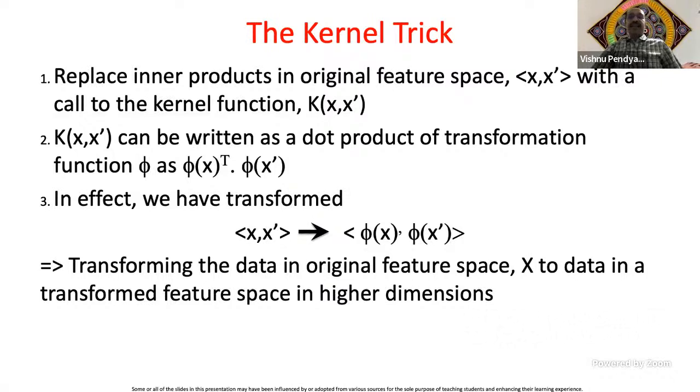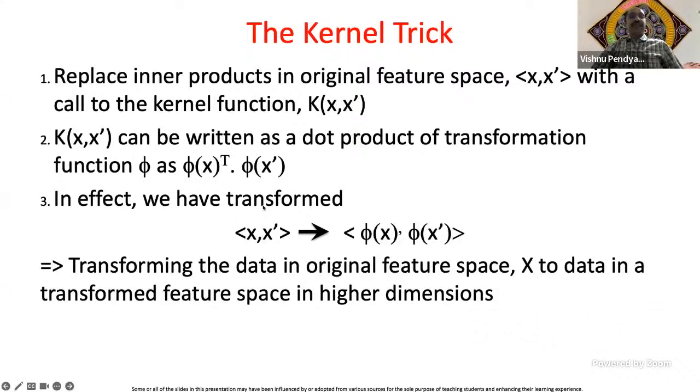So in summary, the kernel trick is basically replacing inner products in the original space, x and x dash, with a call to the kernel function k(x, x dash). The kernel k can be written as a dot product or inner product of transformation functions as phi of x transpose times phi of x dash.